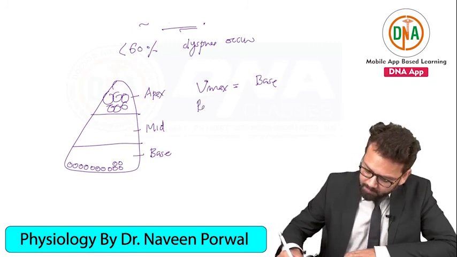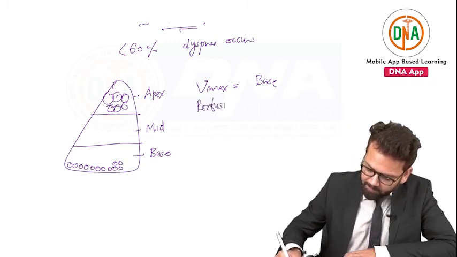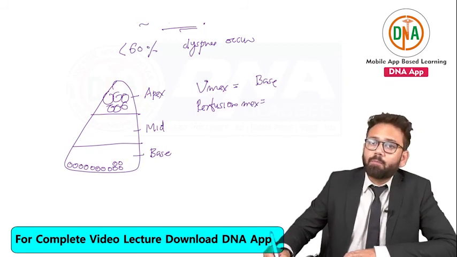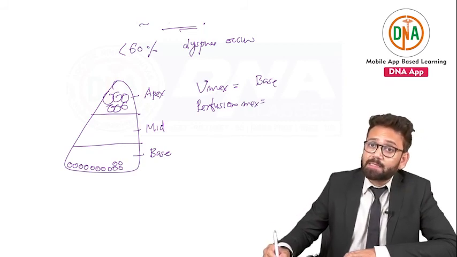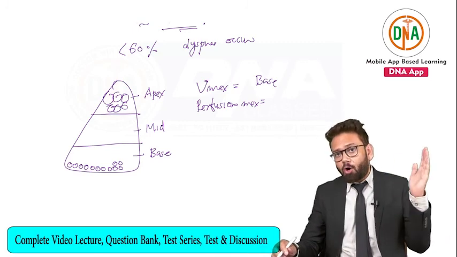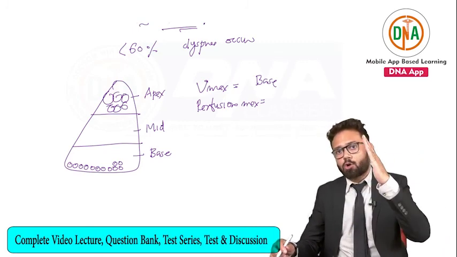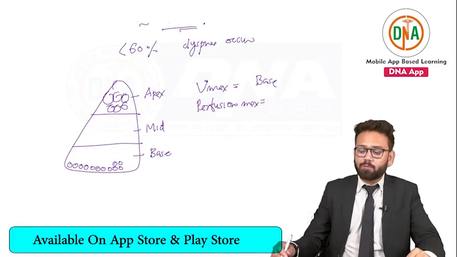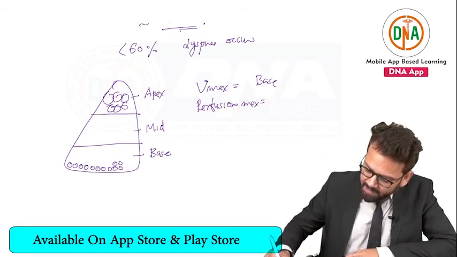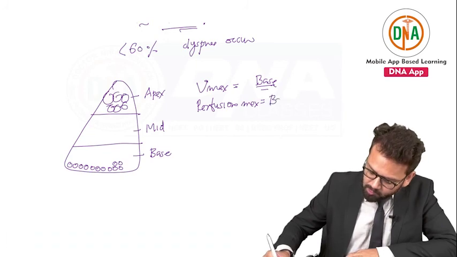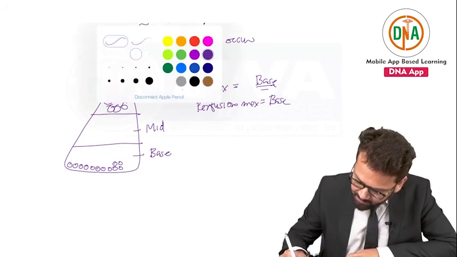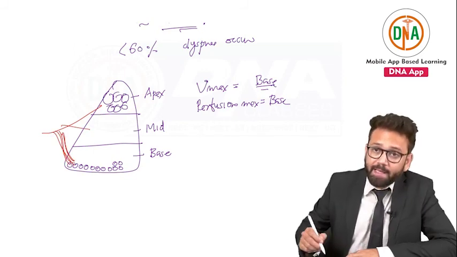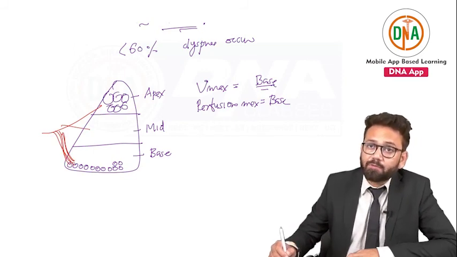What about perfusion? Is perfusion maximum at the base or apex? Perfusion is also maximum at the base, because of gravity, all blood will go to the base, not to the apex. So maximum blood supply will be to the base because of gravity. So ventilation is maximum at the base and perfusion is also maximum at the base. What can be the reason? The reason is that all blood is going maximally to the base, not to the apex, because of gravity.